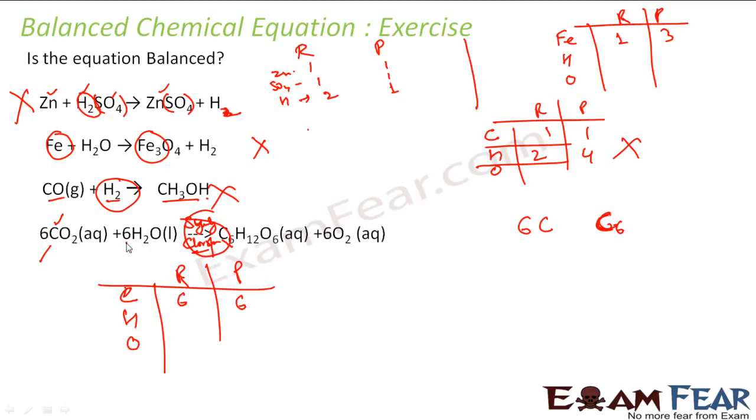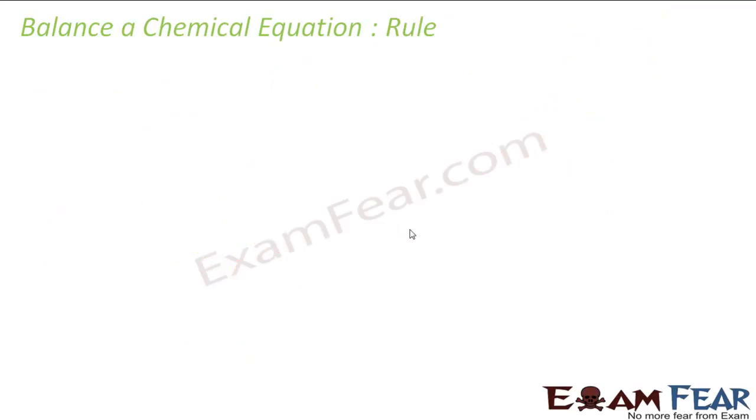Hydrogen, how many hydrogen we have? 6 into 2, 12. Here we have H12, that is 12 hydrogen. Oxygen we have 6 into 2, 12, plus 6 into 1, 6. 12 plus 6, 18. Here we have 6 plus 12, 18. So if you see that, they are all balanced. So we have seen some of the equations here are not balanced, but we are told that all the equation has to be balanced, right? Chemical equation. So how should we balance an unbalanced chemical equation?